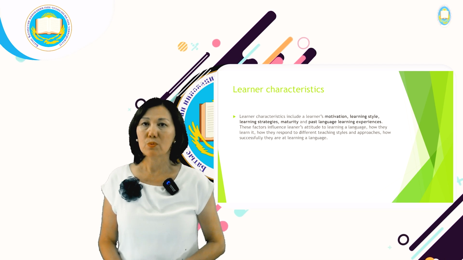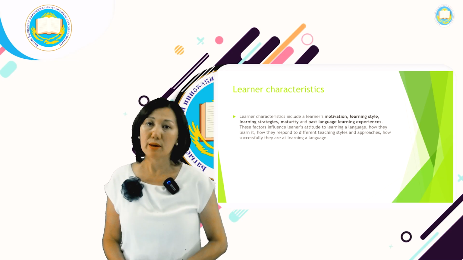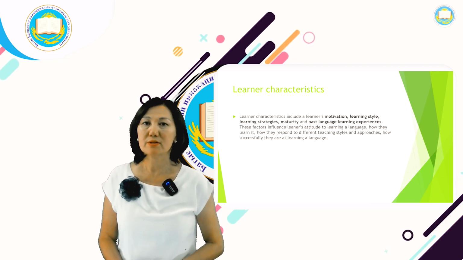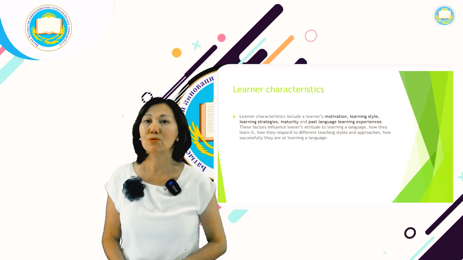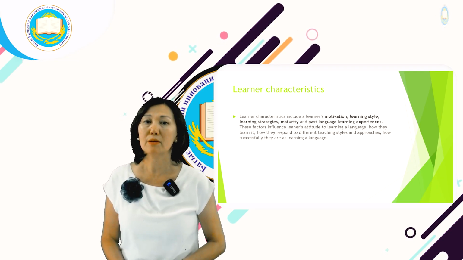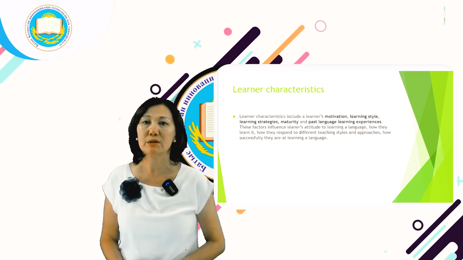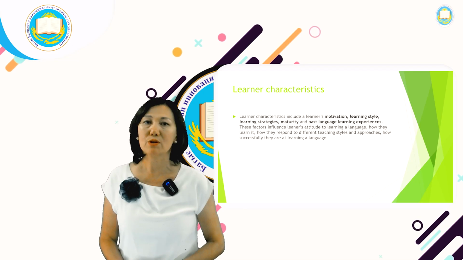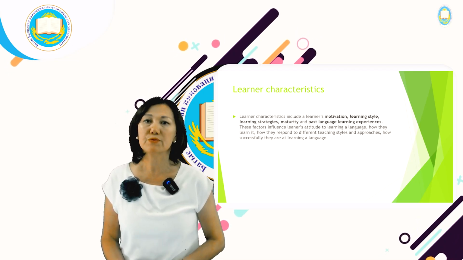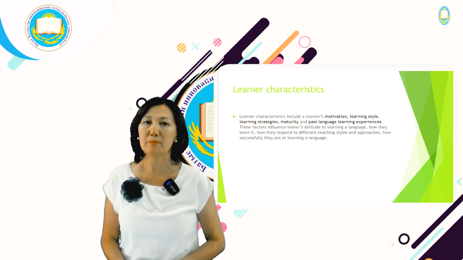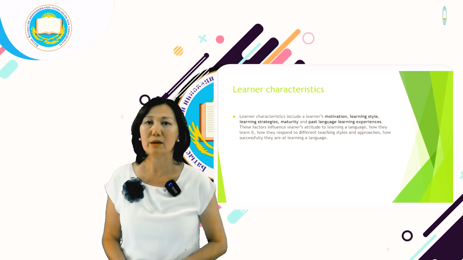So first of all, what kind of learner characteristics do you know or exist? So learner characteristics include a learner's motivation for learning, learning style, learning strategies, maturity, and the past language learning experiences. So these factors influence learners' attitude to language learning, and how they learn it, how they respond to different teaching styles and approaches. So how successful they are at learning a language.